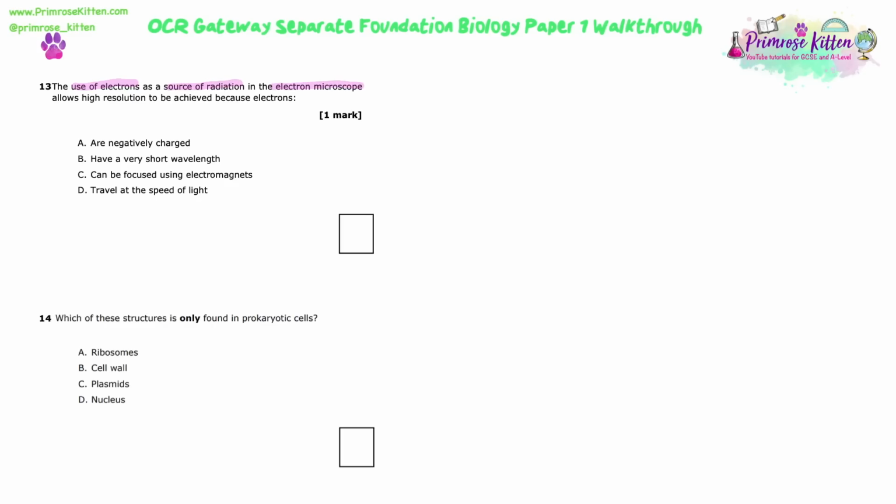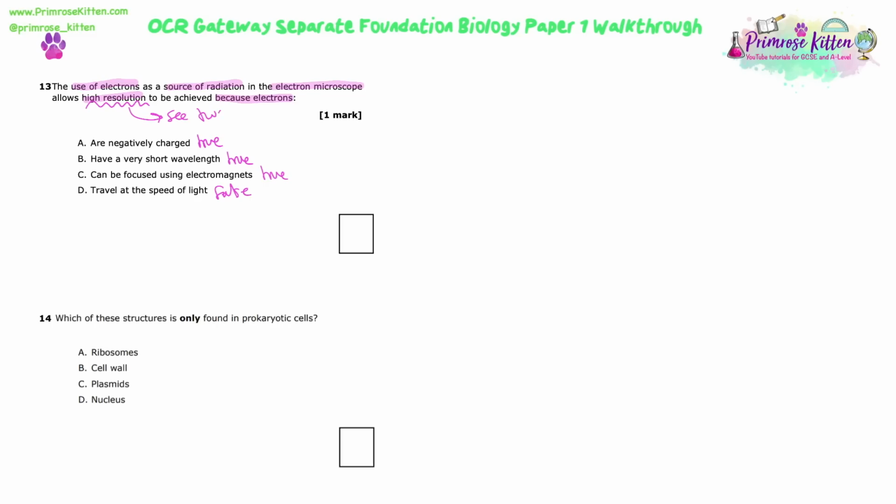Question 13. The use of electrons as a source of radiation in the electron microscope allows high resolution to be achieved because electrons are negatively charged, have a very short wavelength, can be focused using electromagnets, or travel at the speed of light. So the first three statements here are true. They are negatively charged, they do have a short wavelength, and they can be focused using electromagnets. They do not travel at the speed of light. That's false. So we don't want D. We know it's not D anyway.